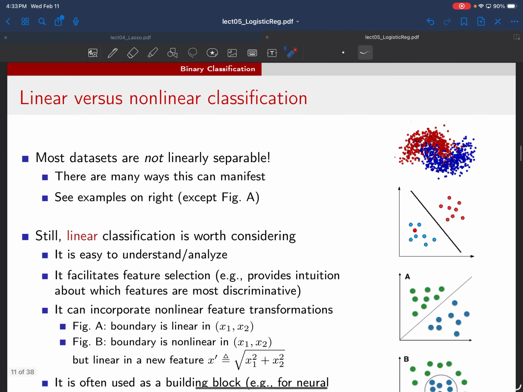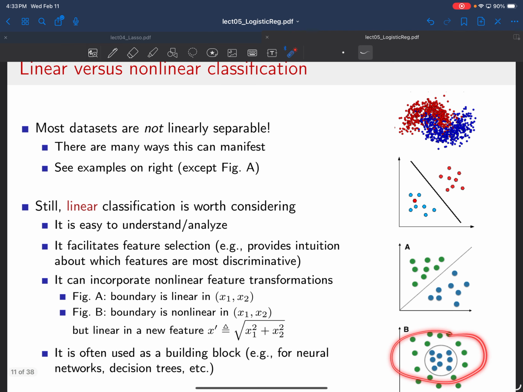Okay, great. So briefly, let's talk about linear versus nonlinear classification. As I just said, most of the time in real life, the data sets are not linearly separable. There are many ways this can happen. You could have data that is very far from linearly separable. You could have things that are close, but maybe there's an outlier here that's preventing it. Or something like this. You could try to classify it like this, but again, you have all this overlap. And this would be linearly separable. So why are we going to focus on linear for a little while? Well, several reasons. It's easy to understand, easy to analyze.